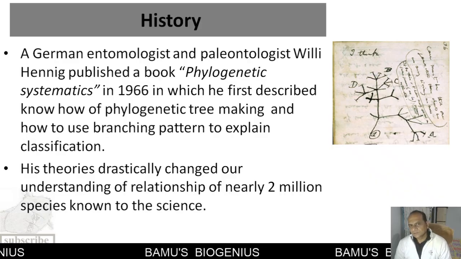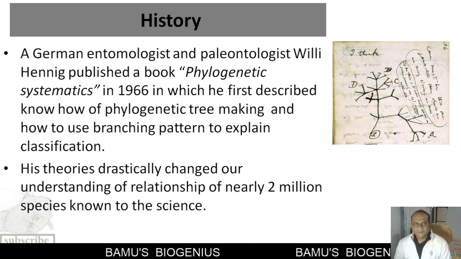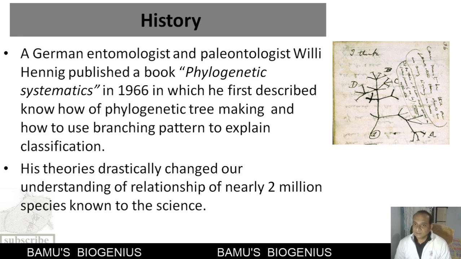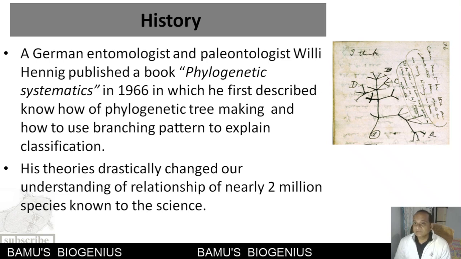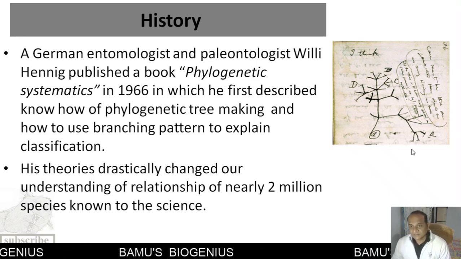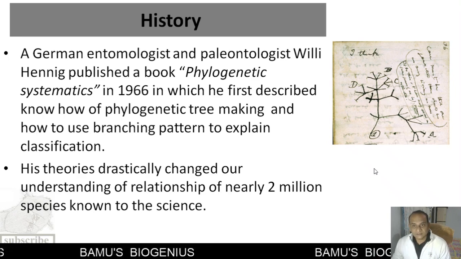Now before going to the history of cladistics, we know that Darwin was the first man who speculated that all the organisms, whatever the diversity present on the earth, are related with each other. That's why he wrote this diagram on a piece of paper, and this is known as the tree of life. And he believed that all organisms have a common origin.